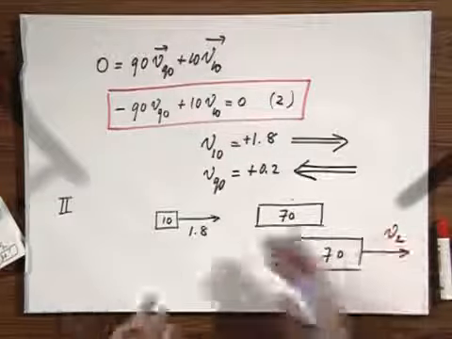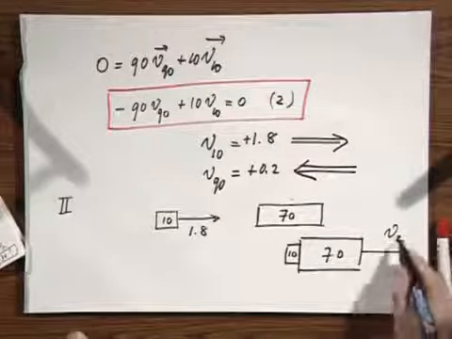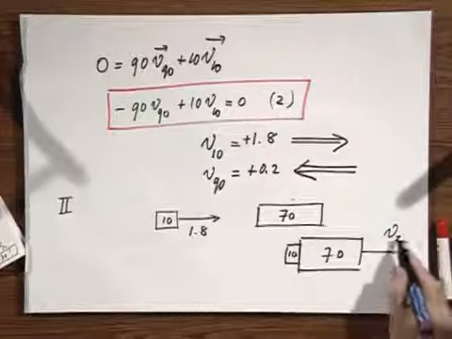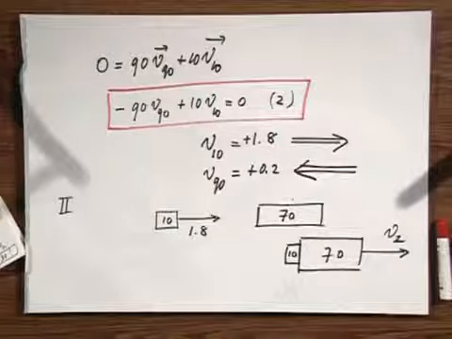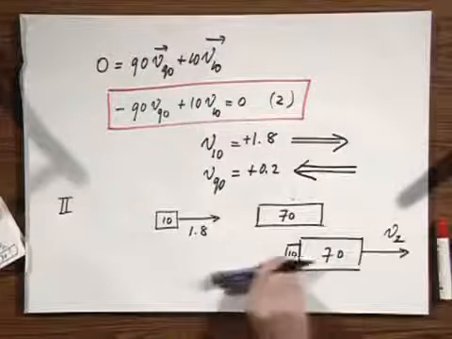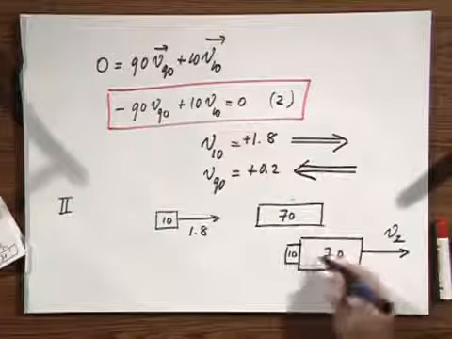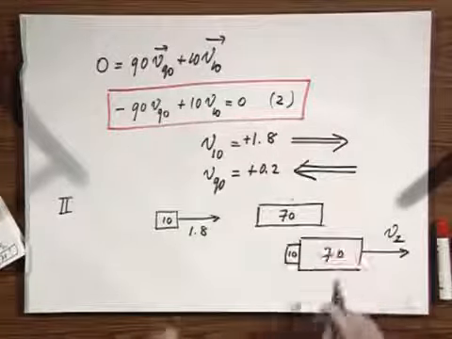I have problems with assigning all these nomenclatures. I hope you forgive me for that. I simply call this V2 now. This is the velocity in this direction of the block and your friend after the catch is made.